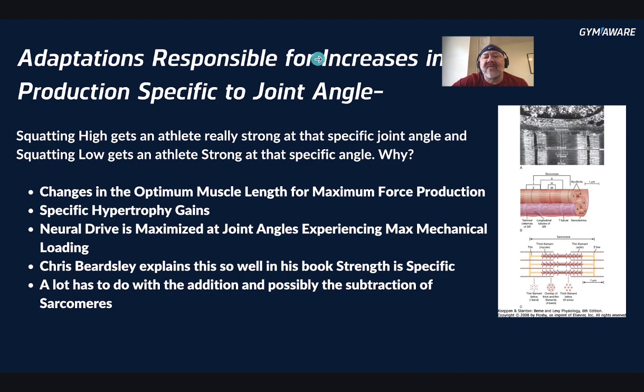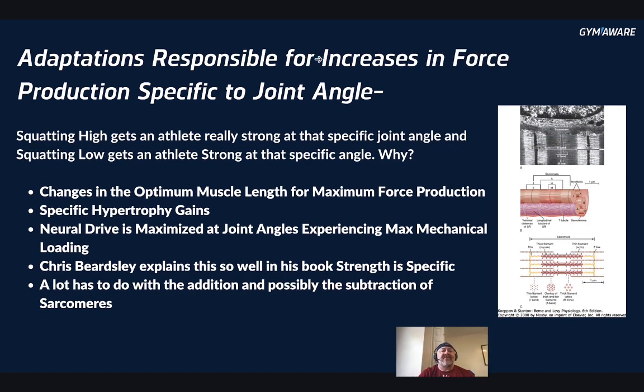Adaptations responsible for increases in force production specific to joint angle. So squatting high gets an athlete really good at squatting high. Squatting low gets athletes really good at squatting low. So why? You get changes in optimum muscle length for maximum force production. Remember that length-tension relationship.